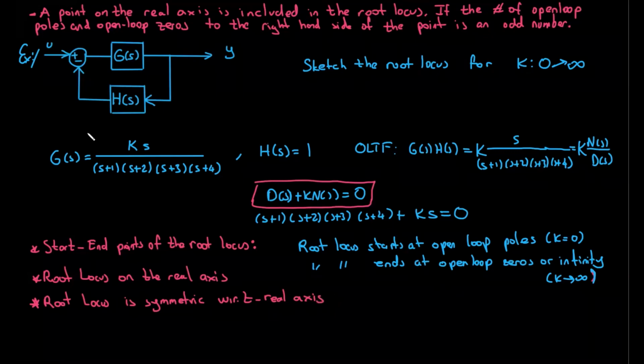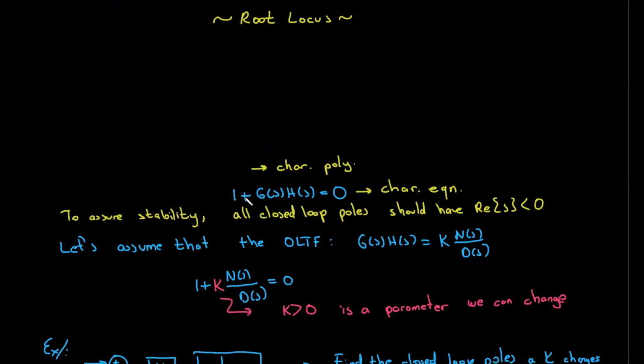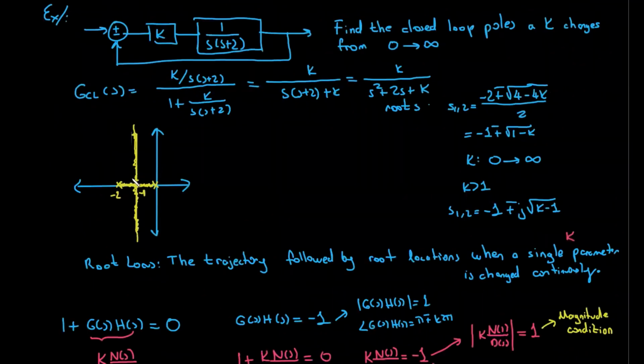Maybe I can show, by the way, that all of these rules apply to our very first example where we found the exact locations of the roots. The parts that we have included in the real axis, some of the poles are going to infinity. Since there are no zeros, all of the poles are going to infinity. And the root locus is symmetric with respect to the real axis.